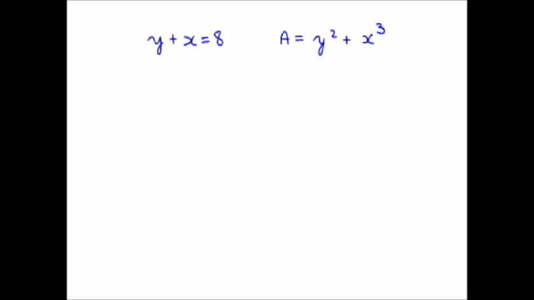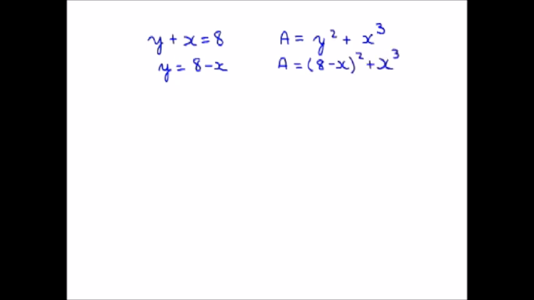So we return back to our first equation, y plus x equals 8, and we rearrange such that we solve for y in terms of x, and we get that y is equal to 8 minus x. Now we can substitute this back into the other equation. We can substitute this 8 minus x in for y, so we end up with A is equal to, in brackets, 8 minus x squared plus x cubed.